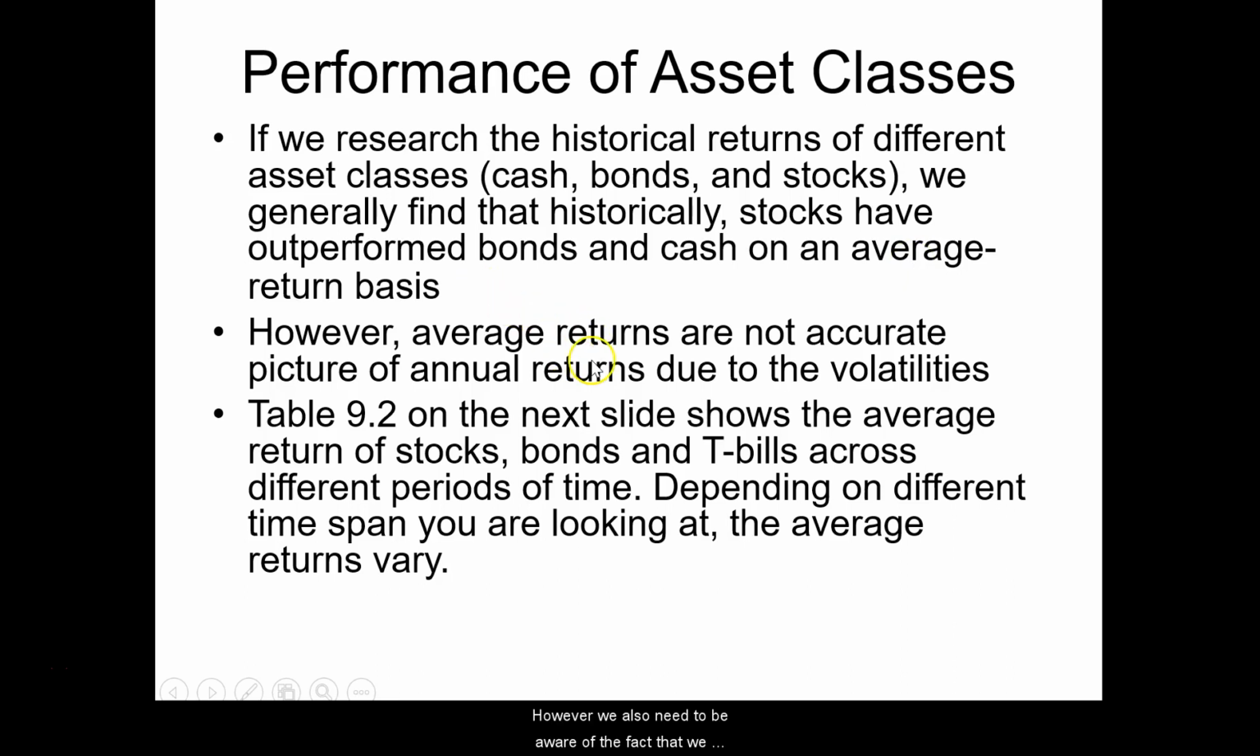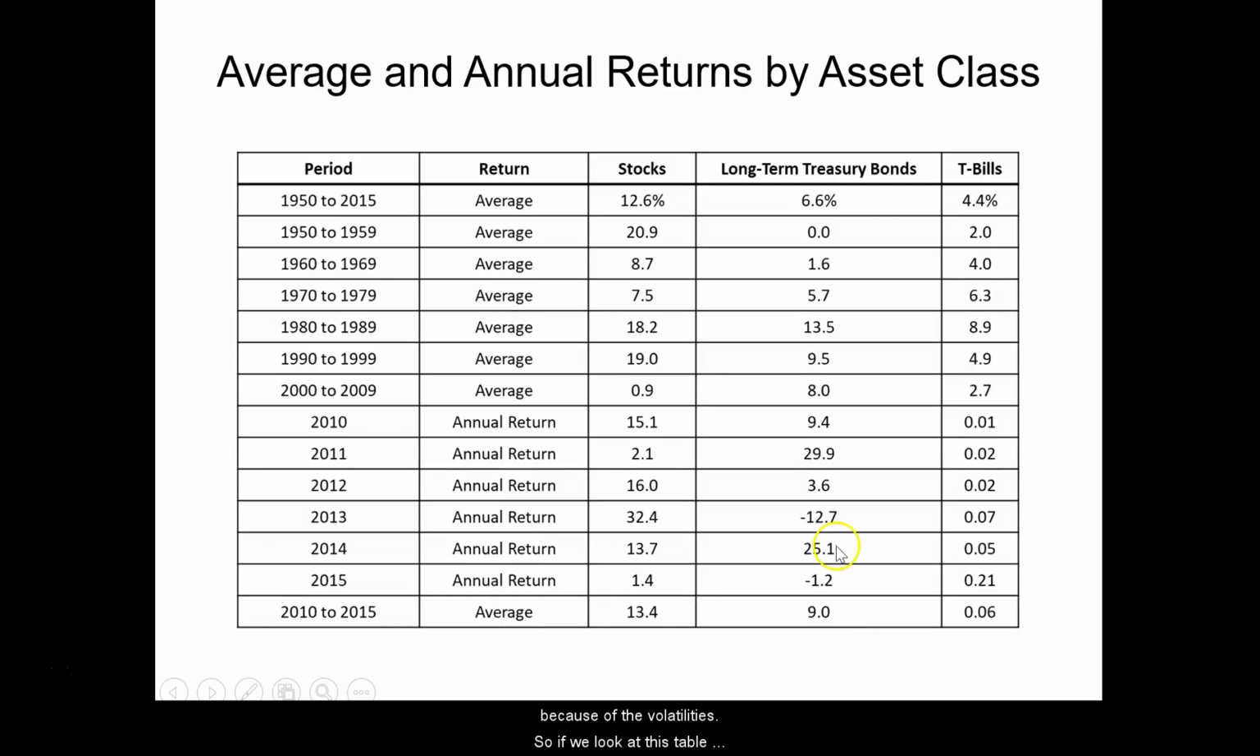However, we also need to be aware of the fact that we can't just look at the average returns to judge the performance of different investments because of the volatilities. So if we look at this table here, this is according to the historical data. People have calculated the return from the stock market, also from the long-term treasury bonds, and from the T-bills.